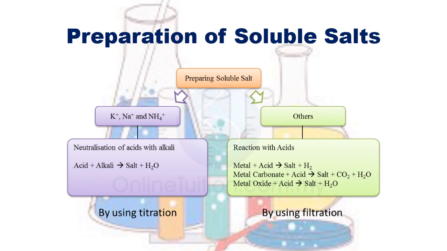Now if you want to produce soluble salt with other ions, there are 3 ways by which you can do that. Reacting a metal with an acid, it will produce the metallic salt, the salt with that metal, and hydrogen gas. You can also react metal carbonate with acid to produce salt, carbon dioxide, and water. And also you react a metallic oxide with acid to form salt and water. And at the end of the day, when salt is produced, you filter it out from the solution.